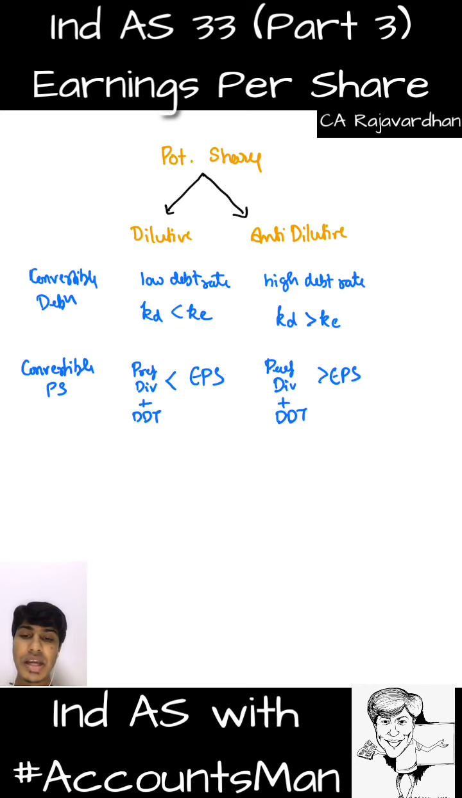How does this work? Preference dividend plus DDT is something that you need to pay to your preference shareholder. But if you convert that preference shareholder to equity shareholder, you need not pay him anymore. He will be part of your EPS. You would have to pay him the normal ordinary shares dividend. So in that case, what happens? That preference dividend need not be paid and is eligible for EPS.